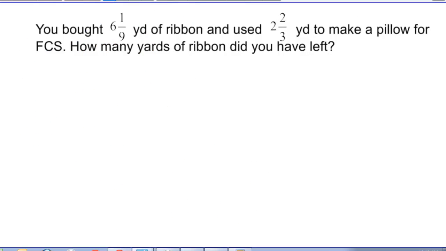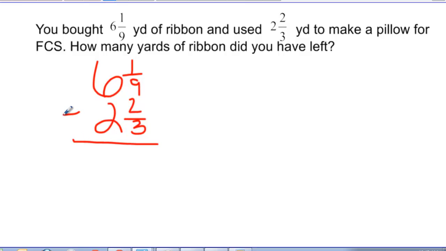As an example of subtracting, if I bought 6 1/9 yards of ribbon and used 2 2/3 yards to make a pillow for FCS, how many yards would I have left over? Well, I'm going to take 6 1/9 and subtract off what I already used to figure out how much I have left over. So I would write 6 1/9, and I'd be subtracting 2 2/3.